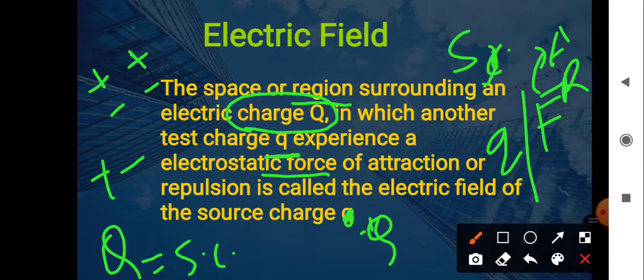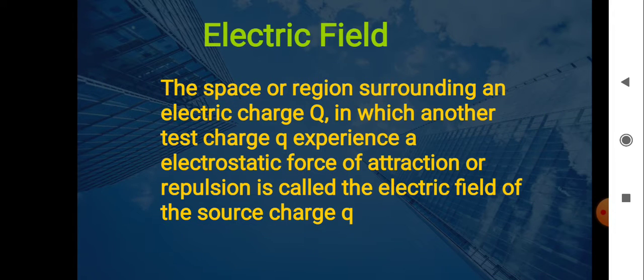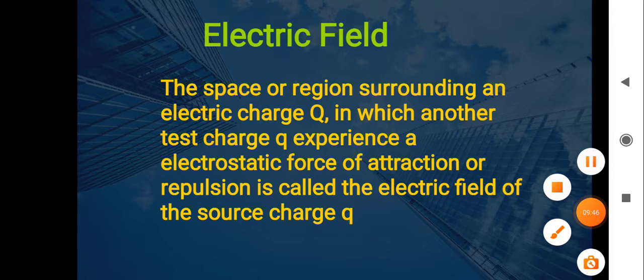So the space or region surrounding an electric charge Q, in which another test charge, that small q, experiences an electrostatic force of attraction or repulsion, such a field is called an electric field of the source charge. And this field is called an electric field.